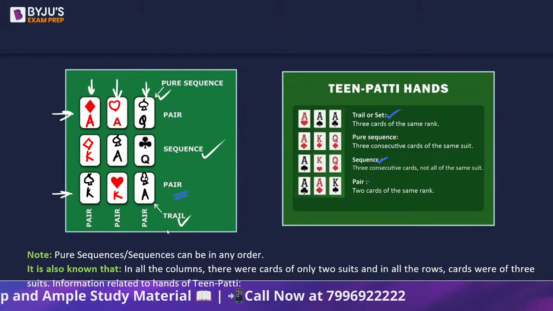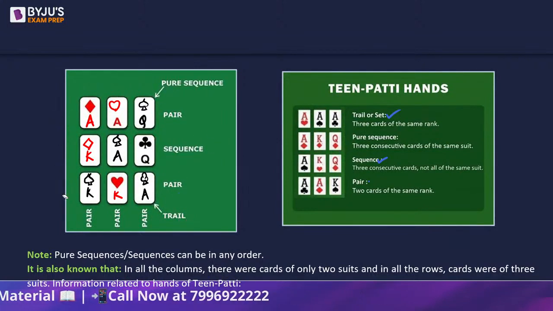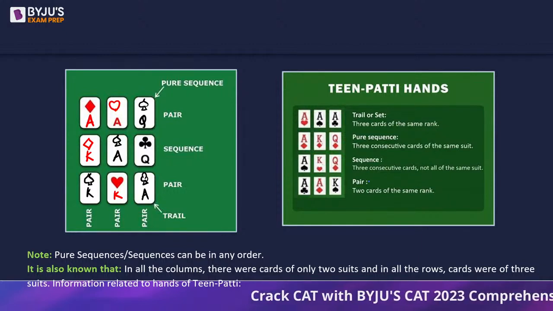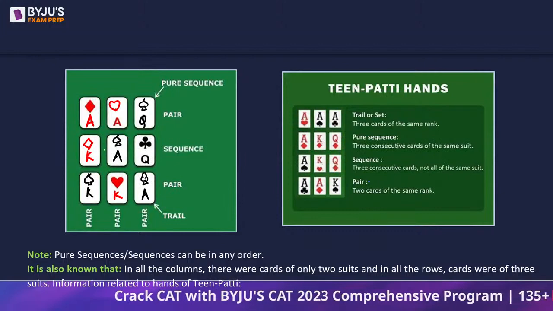One final time, let's verify all the conditions. Okay. So in all the columns, there were cards of only two suites. If I look at the first column, we have diamonds and spades. In the second column, we have got hearts and spades. In the third column, we have got clubs and spades.